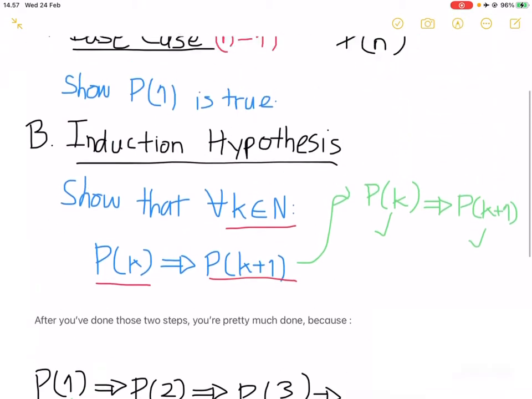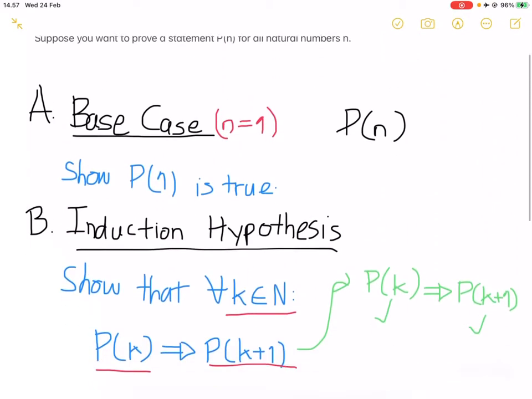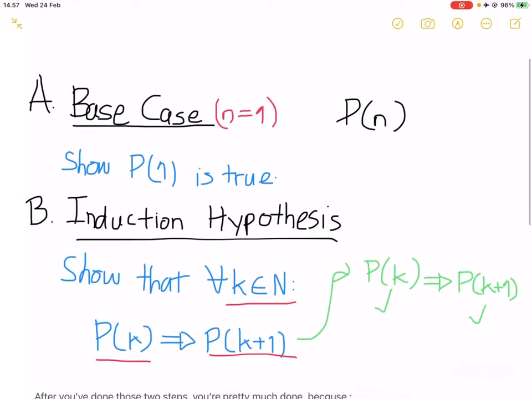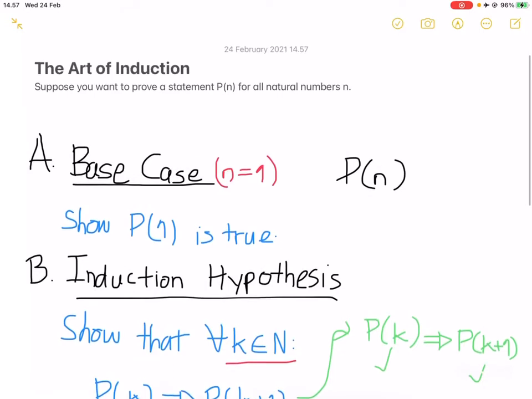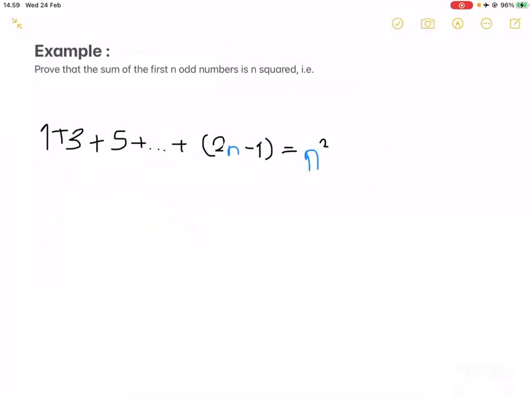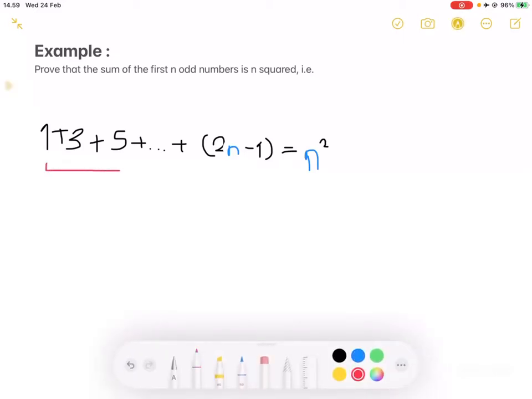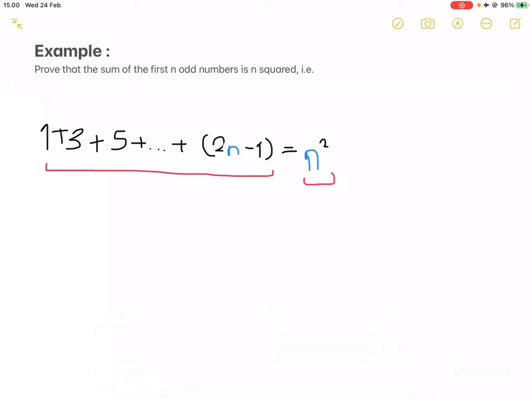Alright, so that's the basic concept, the structure of this strategy of proof. So I'll just jump into an example involving this induction. Here's an example. We need to prove that the sum of the first n odd numbers, which is just 1 plus 3 plus 5 all the way to 2n minus 1, is n squared. This is a pretty easy example that I want to show you. So let's just jump into it.